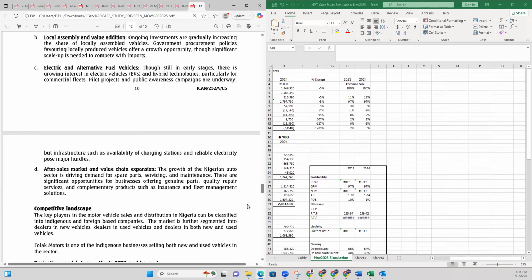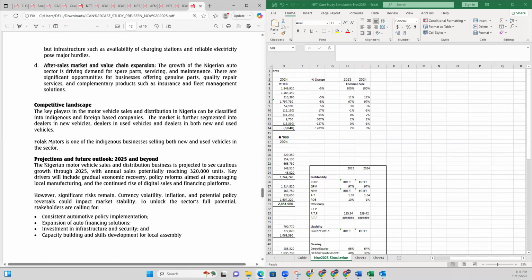D. After-sales markets and value chain expansion. The growth of the Nigerian auto sector is driving demand for spare parts, servicing and maintenance. There are significant opportunities for businesses offering genuine parts, quality repair services, and complementary products such as insurance and fleet management solutions.